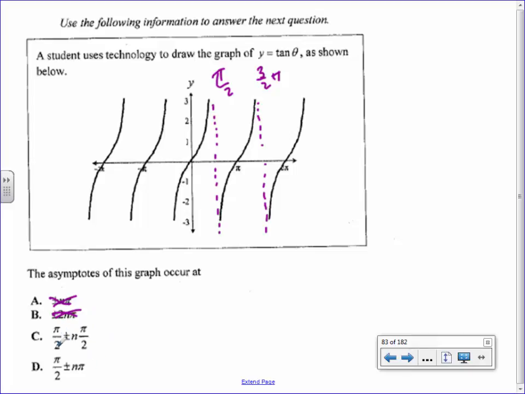But this one right here says your first asymptote's at pi over 2, and then every pi over 2 you get another asymptote. But it's not every pi over 2 you get an asymptote, because here's pi over 2, here's the next pi over 2, but there's not an asymptote there. So the best answer here is D. Pi over 2 is your first asymptote, and then every pi in either direction you get another.